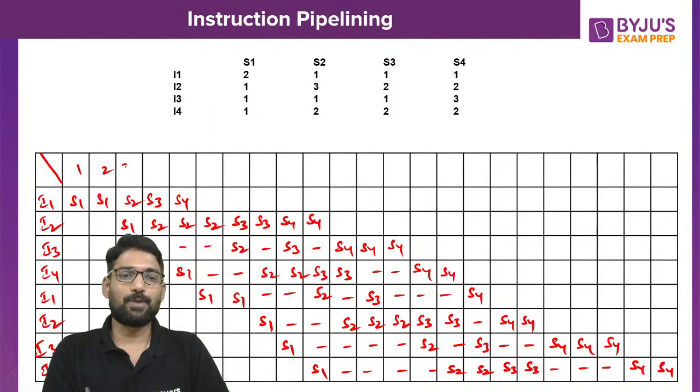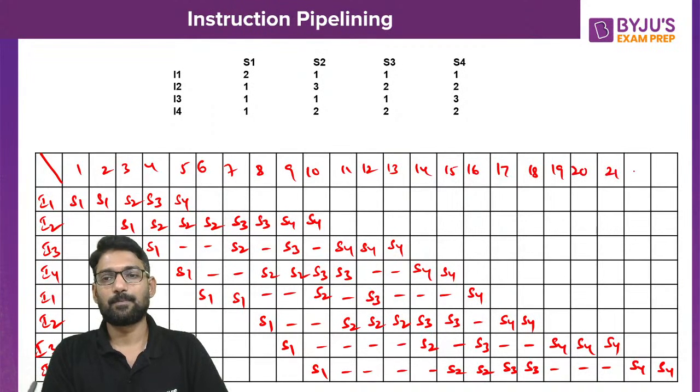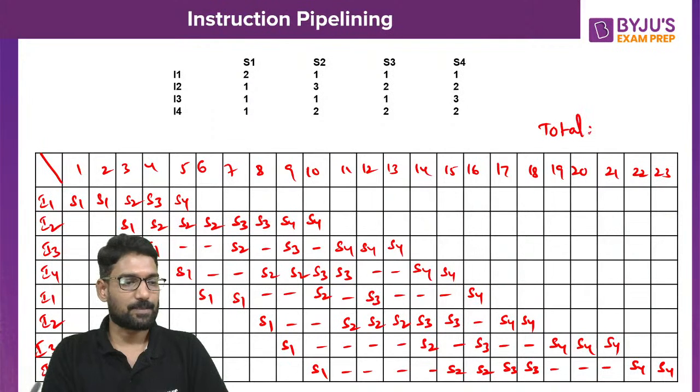So all together, if you count total how many clock cycles are needed, how many? 23 clock cycles. Very good, Rajkumar, Chandan, very good, 23.